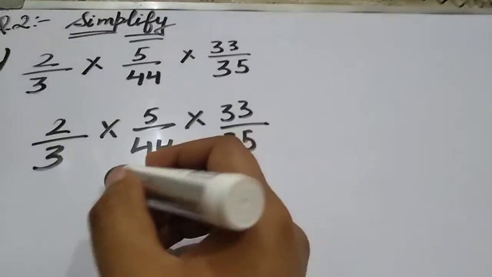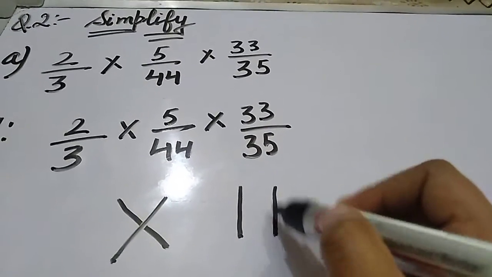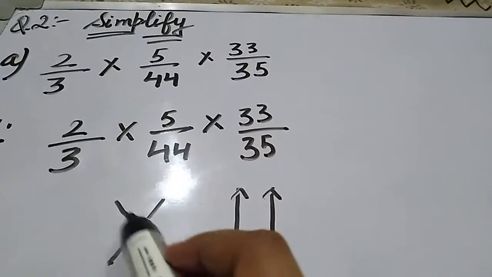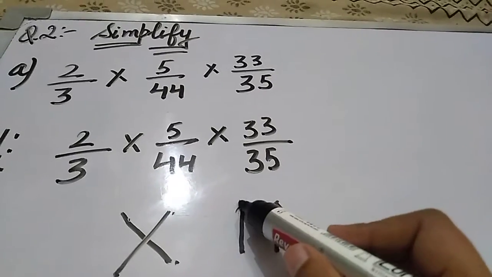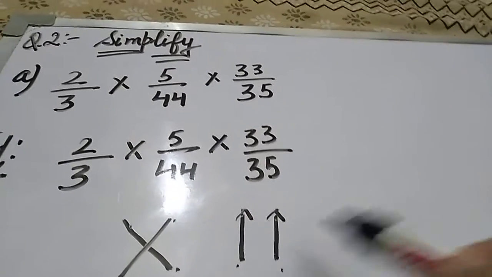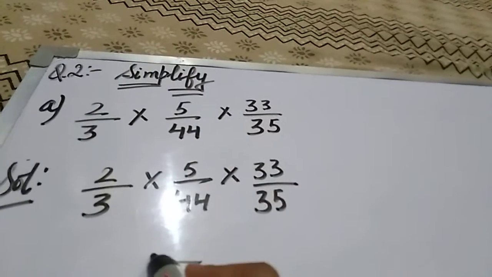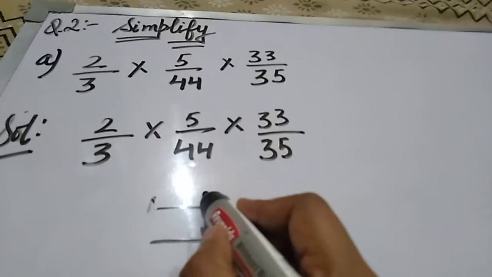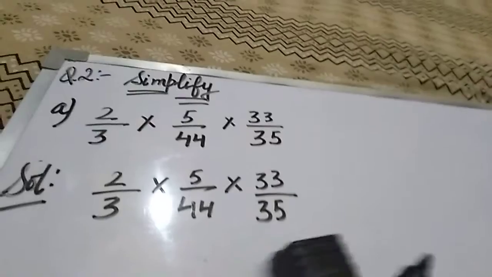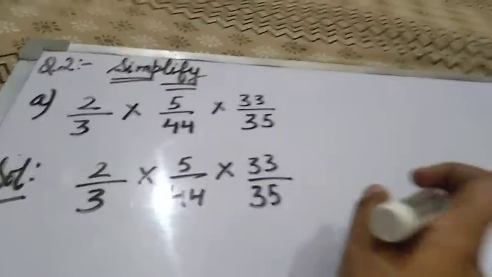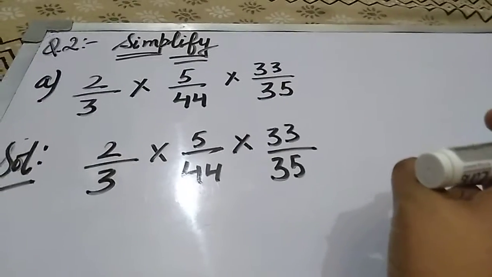Simplification is always possible in the cross form or standing lines. Okay students, that means numerator by denominator in this form, either numerator with denominator. In the equal sign it's not possible. That means numerator cannot be simplified by numerator, and denominator also cannot be simplified by denominator.